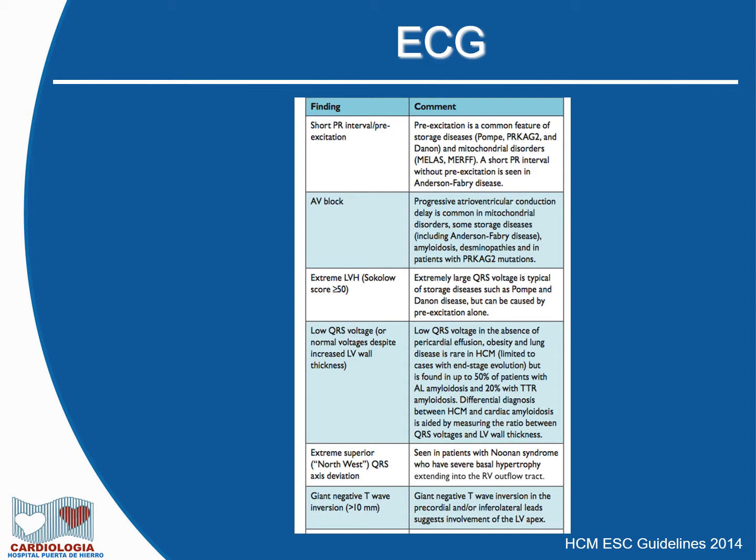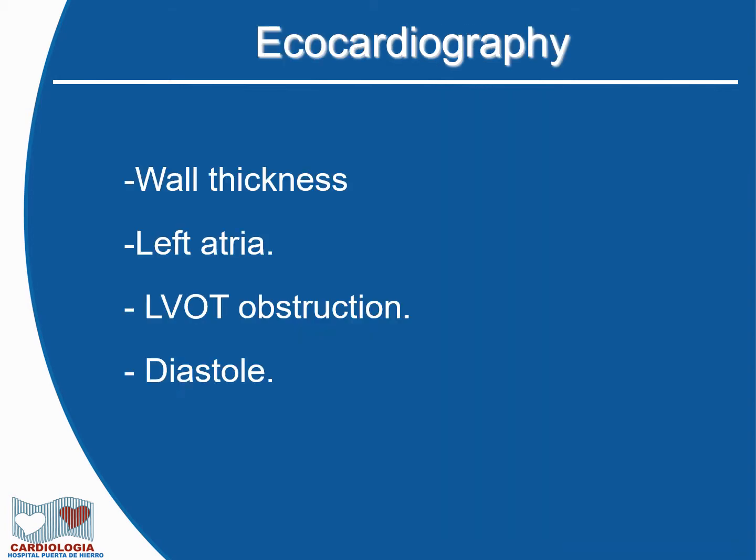Low QRS voltage or normal voltages despite increased LV wall thickness, that's typical of amyloidosis patients, although it's not found in all the patients with amyloidosis. Other characteristics or red flags that we might see in the ECG are giant negative T wave inversion that may be suggestive of an apical hypertrophy.